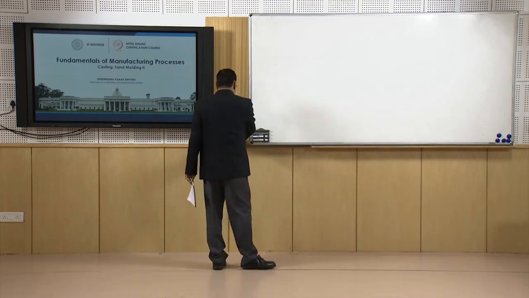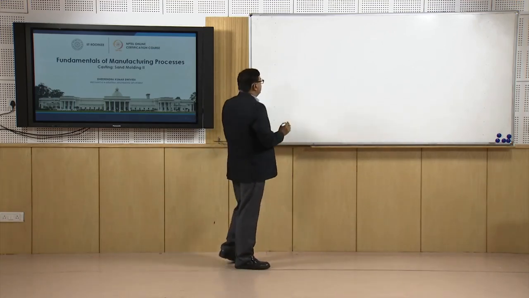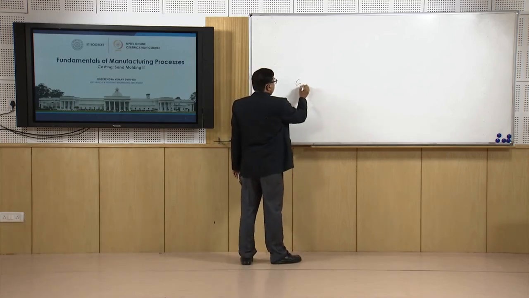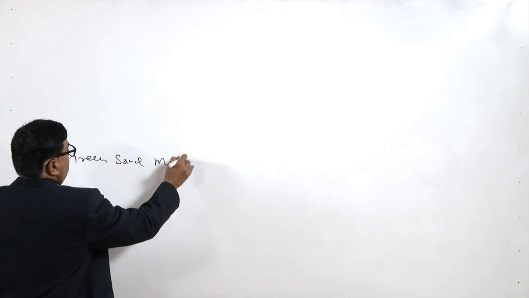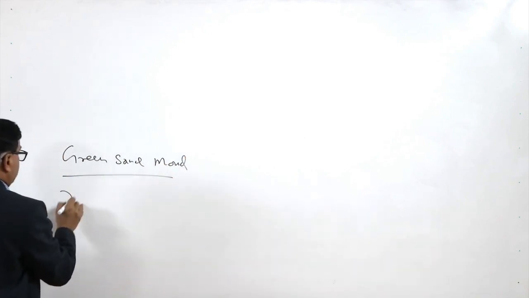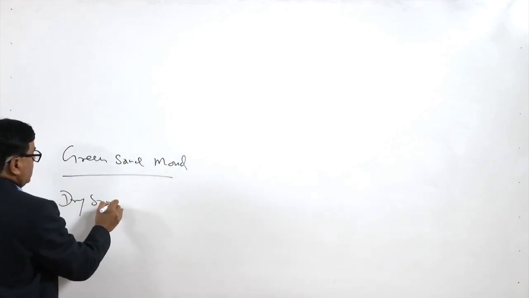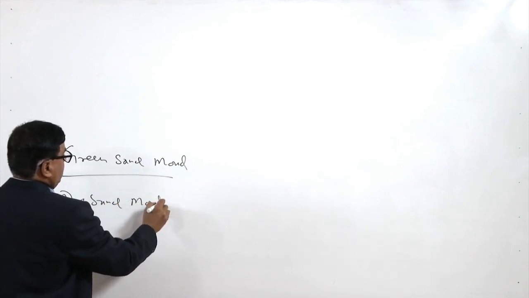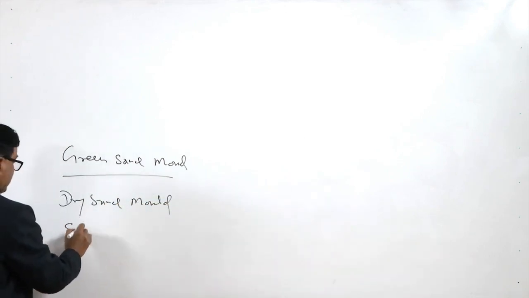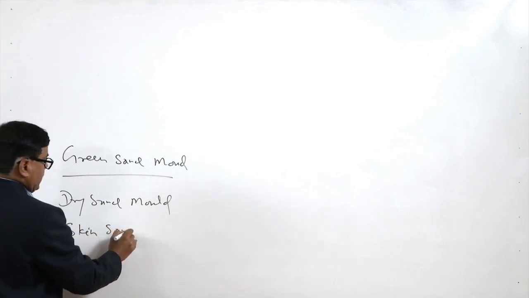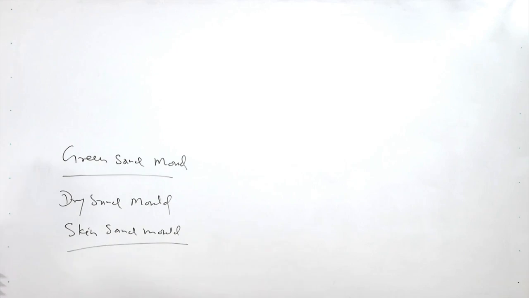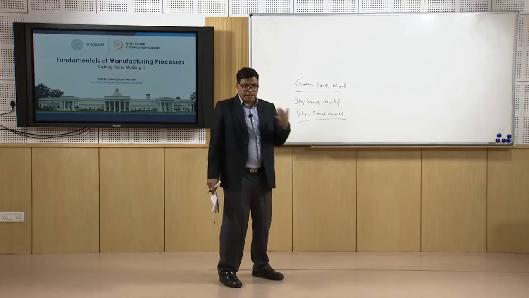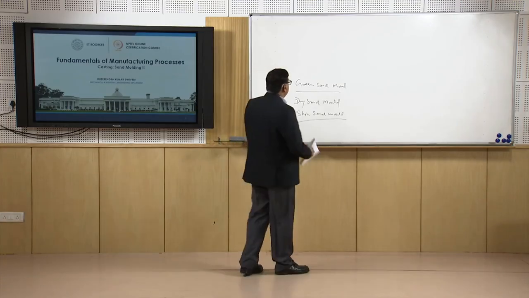Coming to the different types of mold. Among the types of mold, one is the green sand mold, then the dry sand mold, and then the skin dried sand mold. Each type has its own advantages and disadvantages over the others.